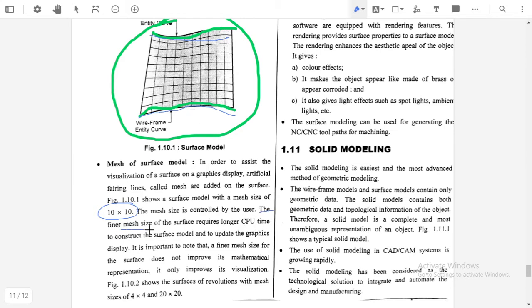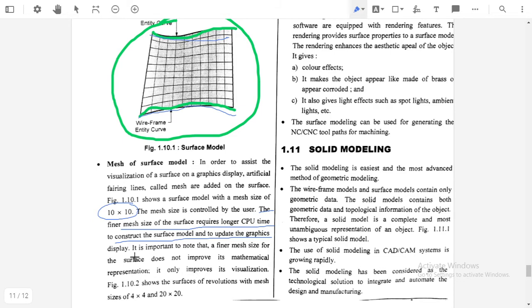A finer mesh size of the surface requires larger CPU time to construct the surface model and update the graphics display. Means as the mesh size increases, from 10 by 10 to 20 by 20, the time required for CPU processing also increases. If we reduce the size of the mesh, the time required for CPU processing is also less.